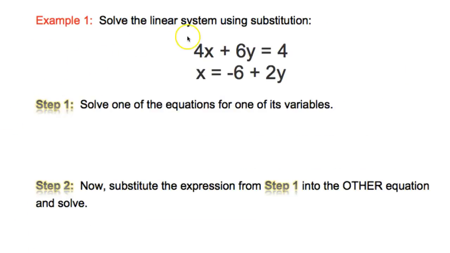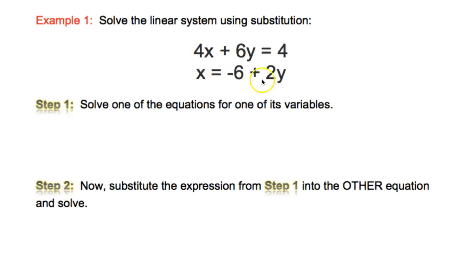Alright, so this system of equations, we have two equations. Here is the first one, there is the second one. Let's follow the steps. So step 1, solve one of the equations for one of its variables. So you can choose either equation you want and you just have to solve for a variable. And when I say solve for a variable, it means x equals something or y equals something.